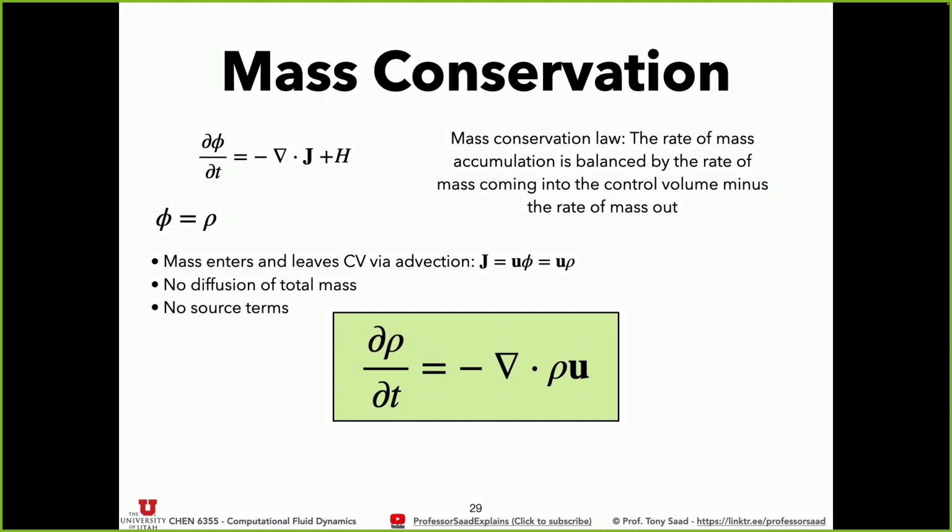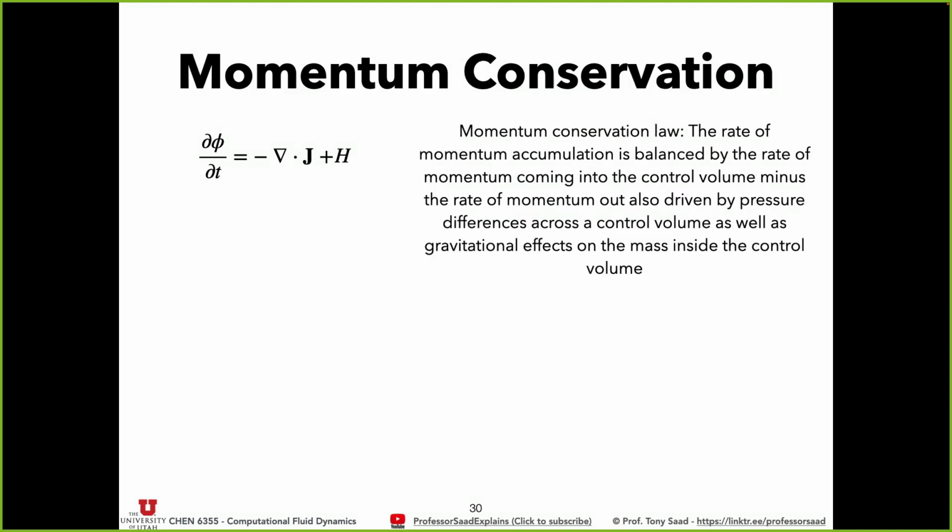Okay, let's go after momentum. And I know I botched some definitions here between dimensions of rho and dimensions of phi. I'll fix that in the slides. All right, so the momentum conservation law says that the rate of momentum accumulation is balanced by the rate of momentum coming into the control volume minus the rate leaving. Okay, duh. But momentum is going to advect and diffuse. Right? It's not matter, it's momentum.